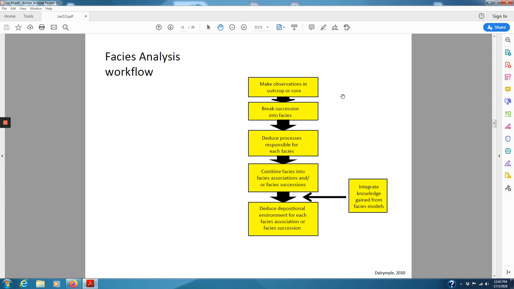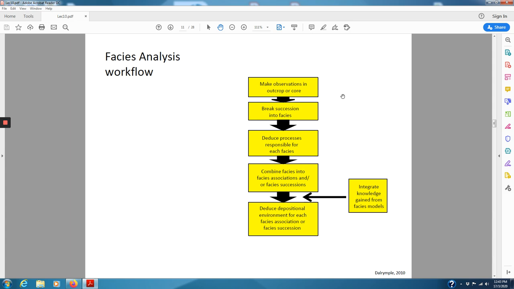And sometimes you are looking at core. Somebody has drilled into the subsurface, maybe several kilometers underground, and we have a vertical succession of sedimentary rocks. I need to interpret that, right? And you can do that. You can use the facies analysis workflow on those kinds of samples, or you are doing outcrop work, and you can also use the facies analysis workflow.